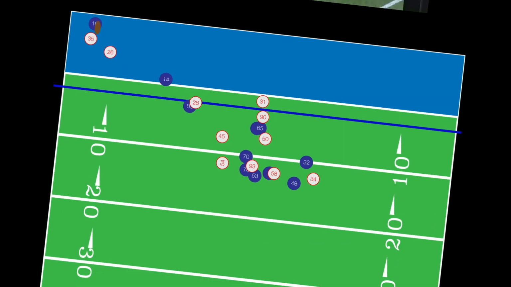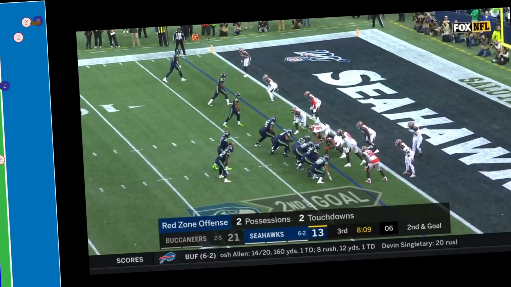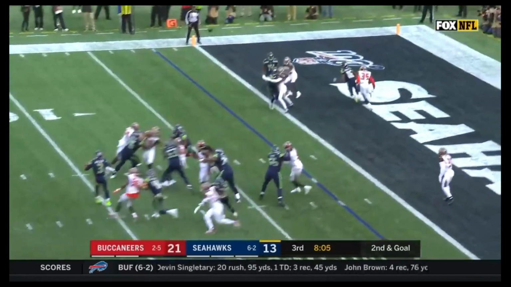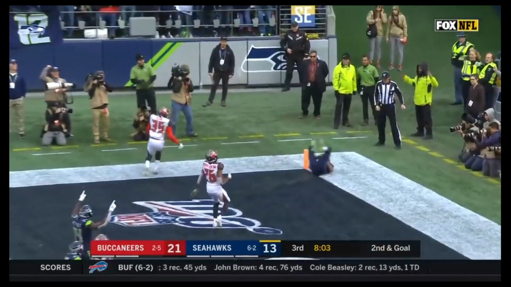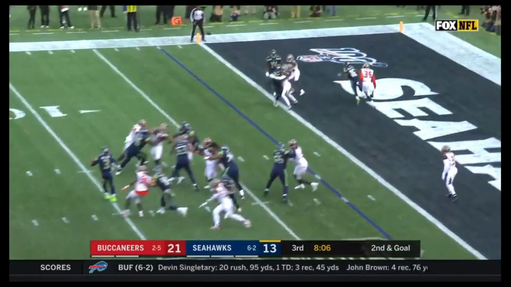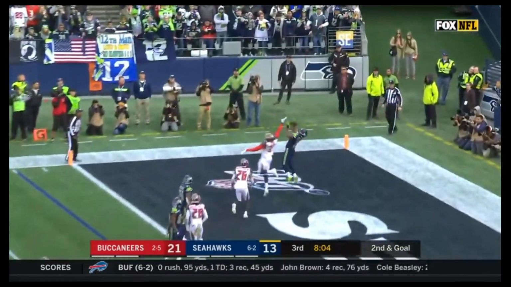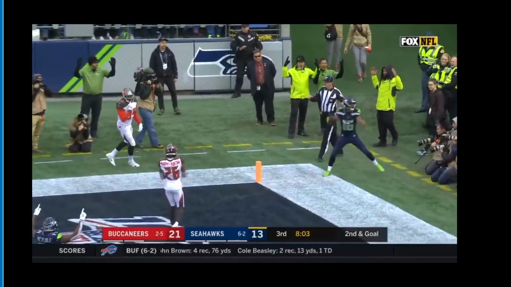Let's take a look at the play. We can see that Russell Wilson has to lob it over 2 underneath defenders, get it just over the outstretched arms of the Buccaneer defender, and land it perfectly in Tyler Lockett's arms before he runs out of bounds. Our dots didn't capture that.